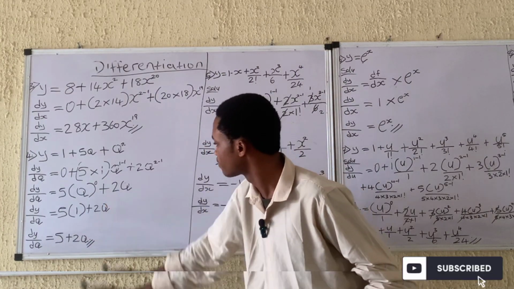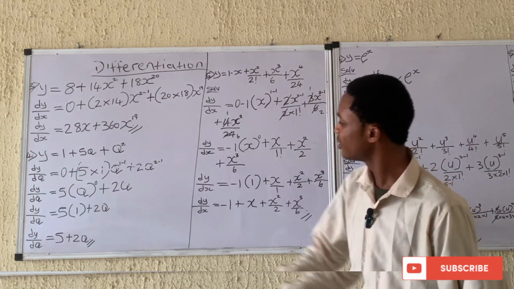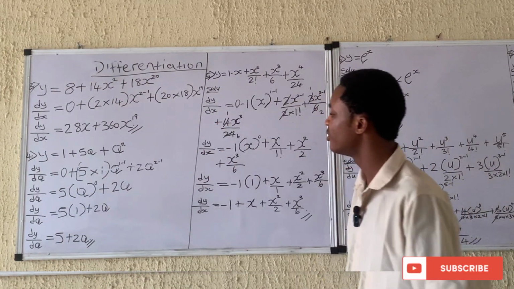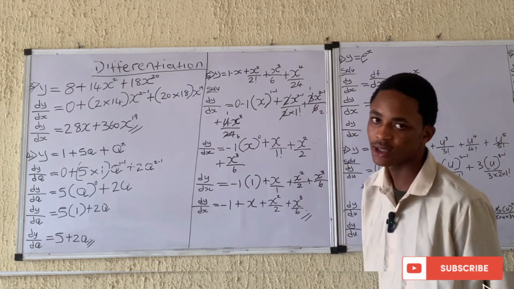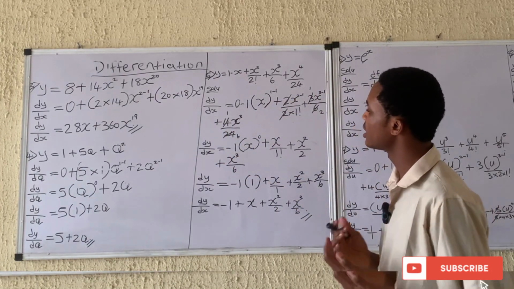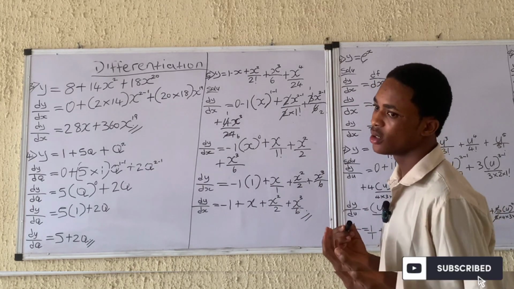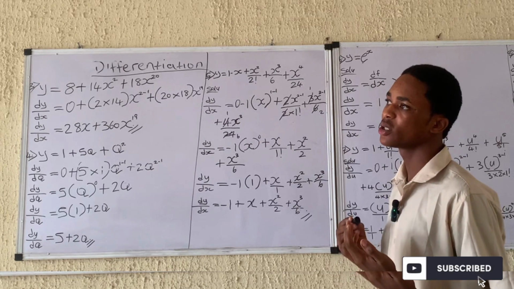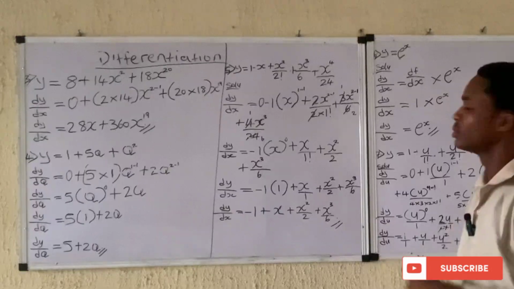Plus 2q. Now, dy dq equals 5 times 1 will give us 5 plus 2q. That's our final answer there. So that is how we got the answer. If you see any question, try to know what they are talking about. You don't just solve because of the dy dx.